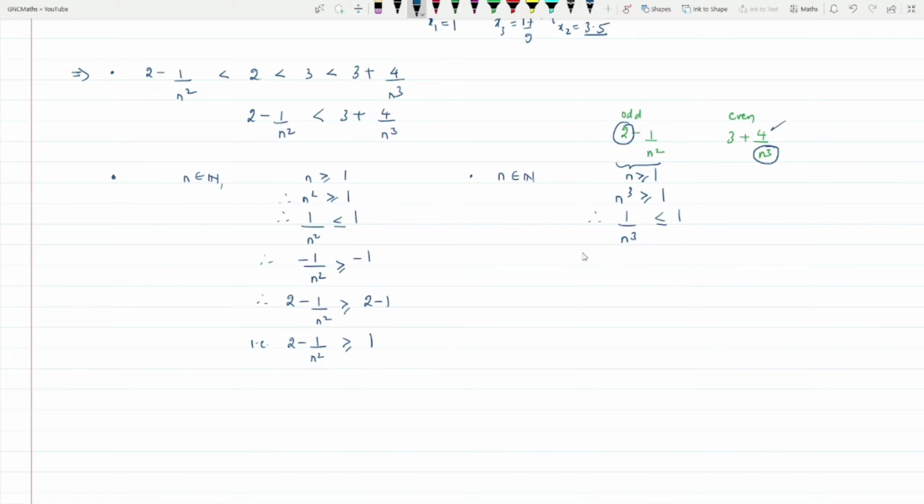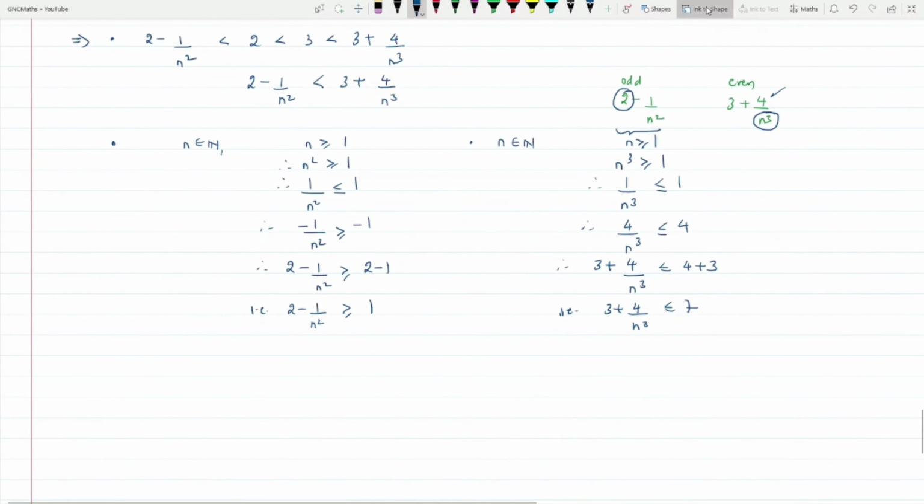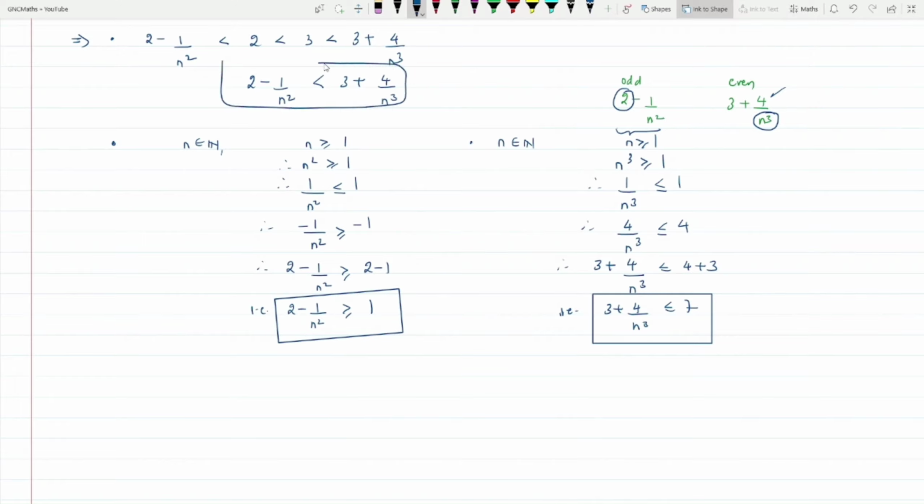We need a 4, so we need to multiply both the sides by 4, and multiplication by a positive number doesn't affect the inequality. So we get 4 by n cube is lesser than or equal to 4, and lastly we are going to add 3 on both the sides. So we get 3 plus 4 by n cube is less than or equal to 4 plus 3, that is 3 plus 4 by n cube is less than or equal to 7. So we have these expressions which are going to play an important role for us.